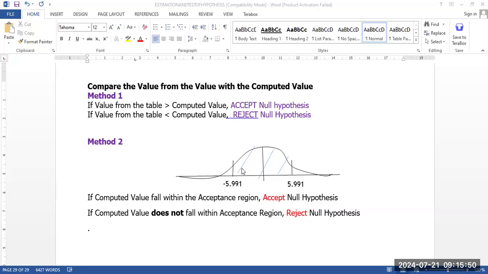Assume this is your diagram. This line we are putting here is our threshold, to separate the critical region from the acceptance region, to separate our rejection region from acceptance region. So the value you see here is our critical value. This is our critical value.